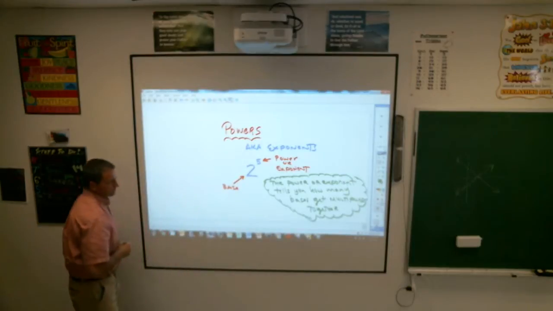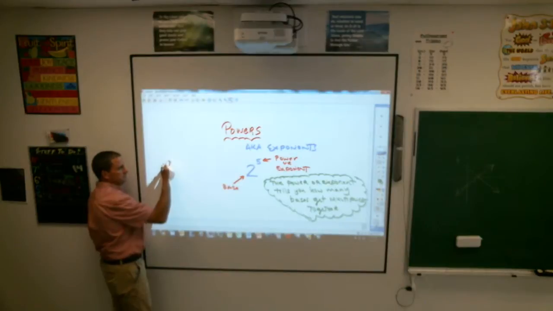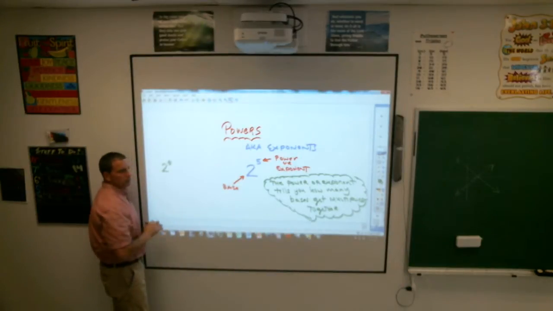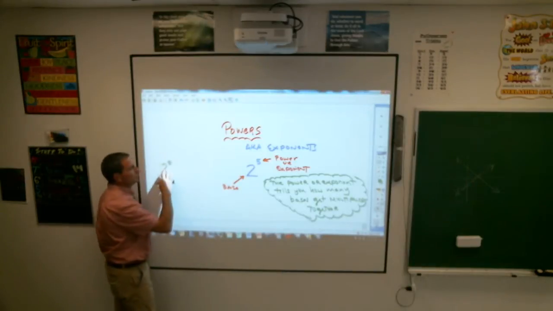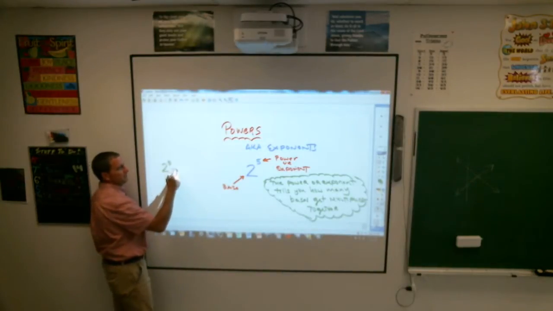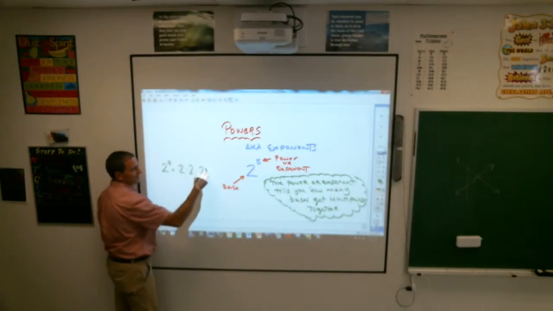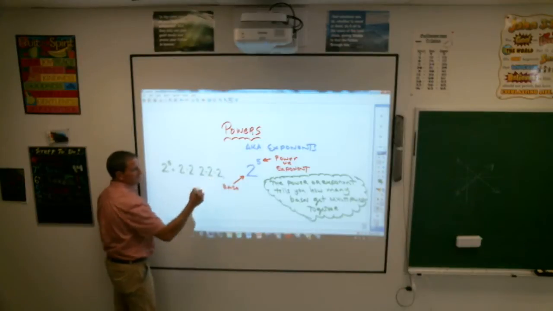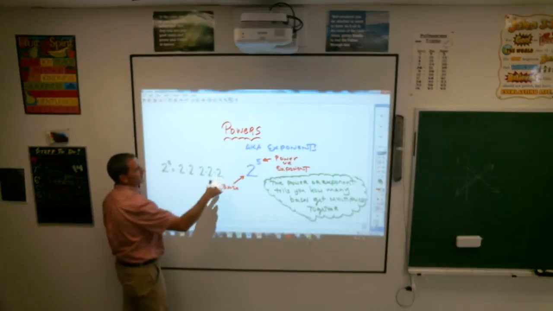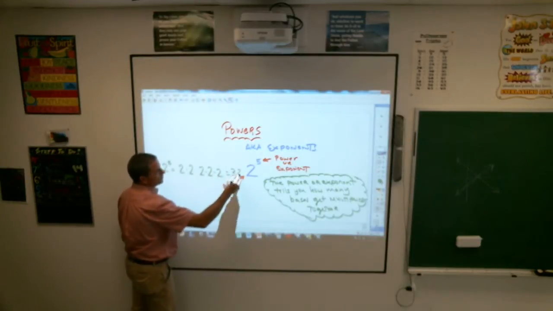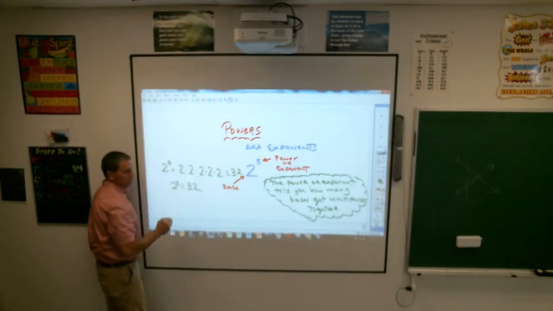Do whatever there. Which means if you have 2 to the 5th power, it is not 2 times 5. 2 times 5 is what you have when you add 5 2s together, 2 plus 2 plus 2 plus 2 plus 2. 2 to the 5th power means that you have 5 2s multiplied together, which would be 2 times 2 is 4, times 2 is 8, times 2 is 16, times 2 is 32. 2 to the 5th power is 32.